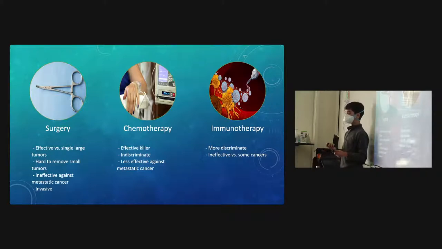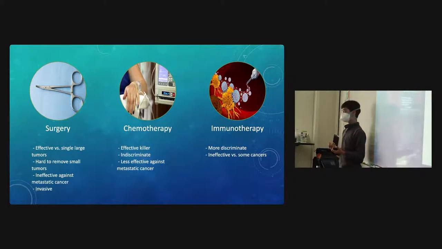Additionally, cancers evolve all the time. Every time a cell divides, there is a chance that it mutates and a new trait can be added. And since cancer is all about uncontrolled cell growth, that means it's going to be dividing all the time and has many more opportunities to mutate. And so as a result, when a cancer mutates, it can suddenly become resistant to immunotherapy.